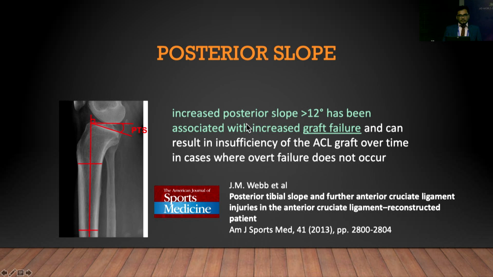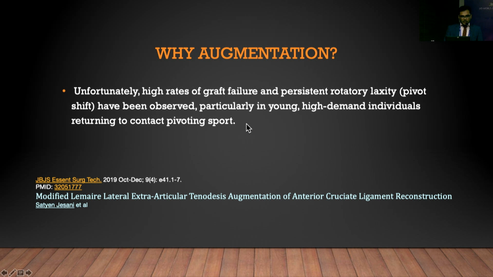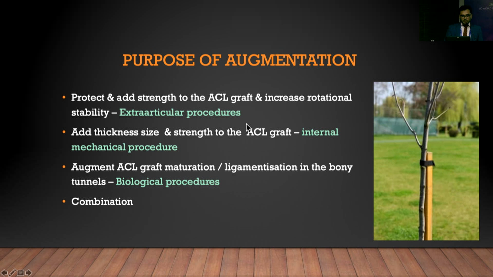A posterior slope of more than 12 degrees has been associated with ACL graft failure, and we need to address this. Also see this in the preoperative time. You try to measure the posterior tibial slope, and if it is more than 12 degrees, you have to augment your ACL reconstruction with some other technique. Unfortunately, high rates of graft failure and persistent rotatory laxity have been observed, particularly in these young high-demand individuals returning to contact sport, and we need this augmentation.